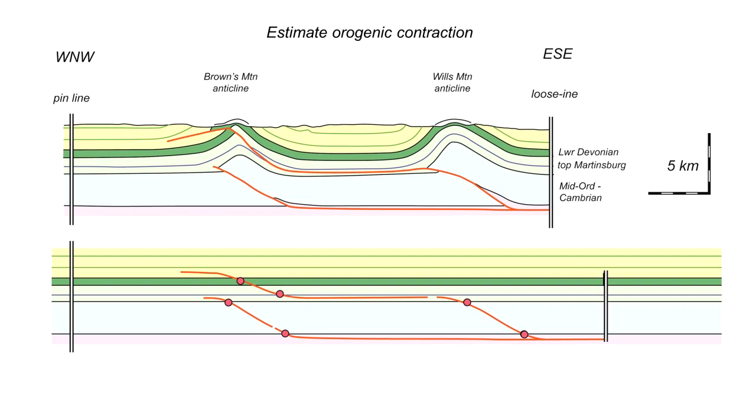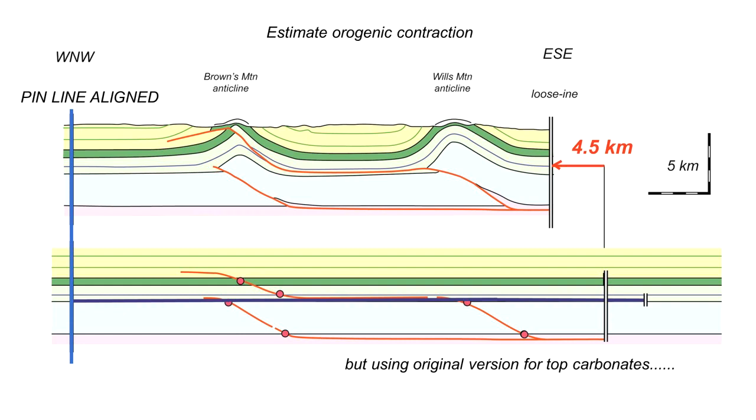So now we've got a balanced cross-section, we can compare the lengths of the restoration below with the present-day cross-section to estimate the orogenic contraction that the section records. So let's make sure our pin line is aligned over there on the left. And now we can simply look at the offset of the loose line on the diagram. And it's been moved in from the original length to the final length by some 4.5 kilometers.